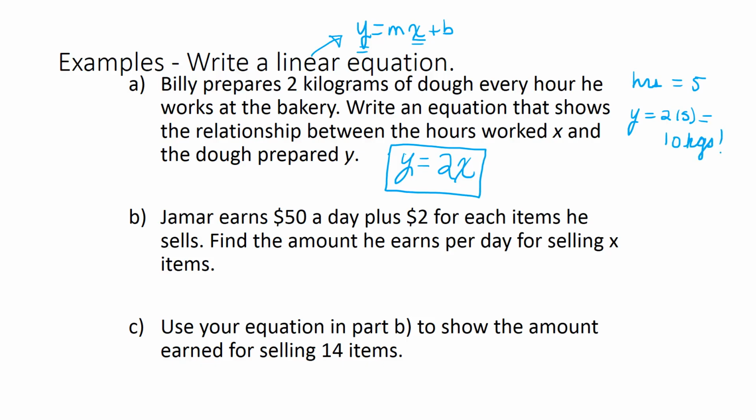Yes. All right. Jamar earns $50 a day plus $2 for each item he sells. Find the amount he earns per day for selling X items. So you can use Y again, or you can use E for earns. He automatically gets a flat $50 a day, right? And think about how you would do this. If he sold 10 items, and he gets $2 for each item, you would do 2 times 10 to get $20, and you would add that to the 50. Right? If he sold 5 items, you would do $2 times 5 to get the $10 and add that to the 50.